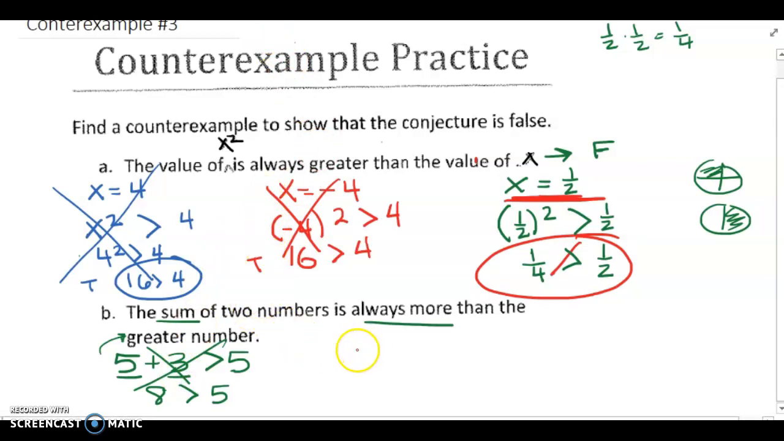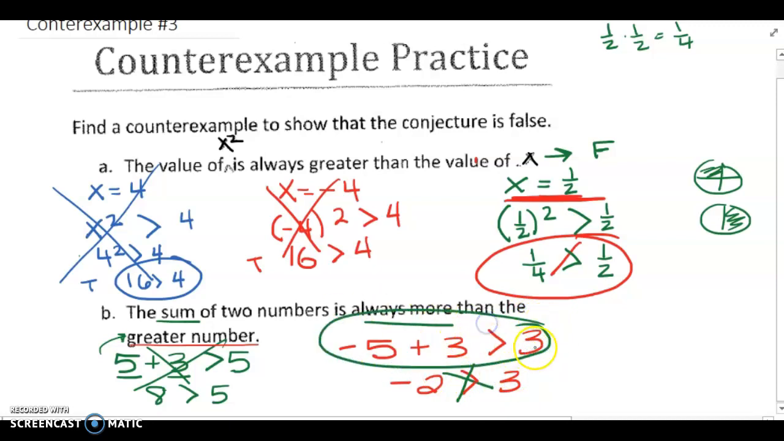I don't know. What about, let's make one of these negative. So let's make this a -5 plus 3. Is that bigger than the greater number? Well, the greater number here, guys, -5 is less than 3, so the greater number is 3. Well, let's look. -5 plus 3 is -2. Is that greater than 3? No, -2 is not greater than 3. So this would be a counterexample. This example right here proves that this statement is false.